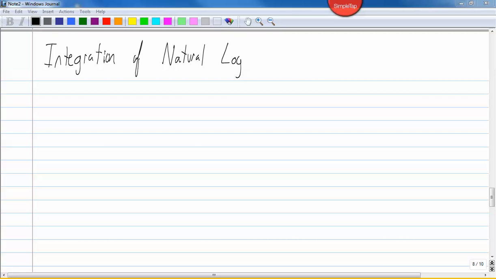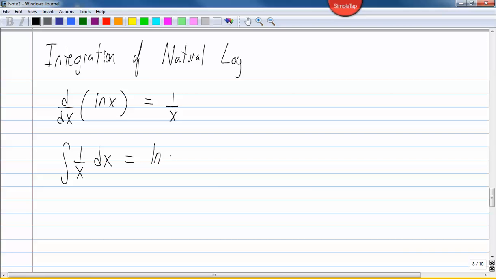Alright, so we know how to take the derivative. We know how to take the derivative of natural log. So then that naturally leads us to the integral of 1 over x then has to be defined as the natural log of x. Now usually when you integrate 1 over x, you write it as the natural log of the absolute value of x.